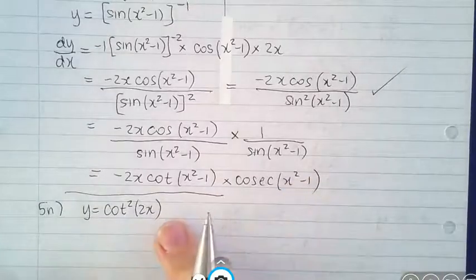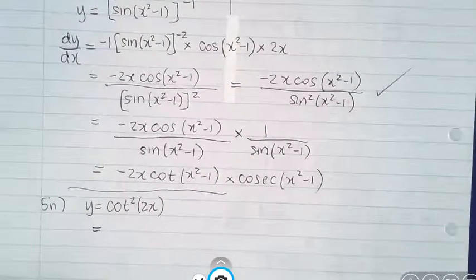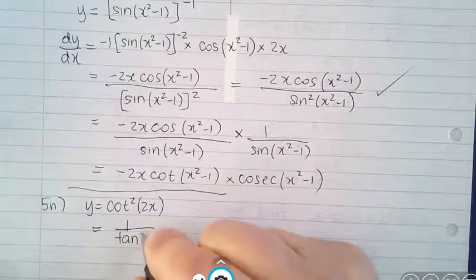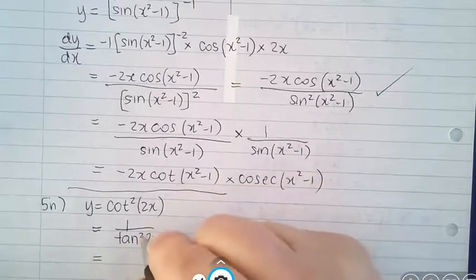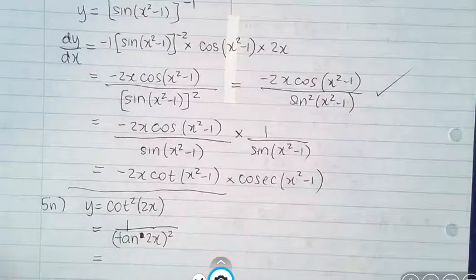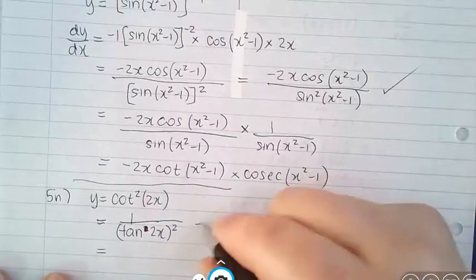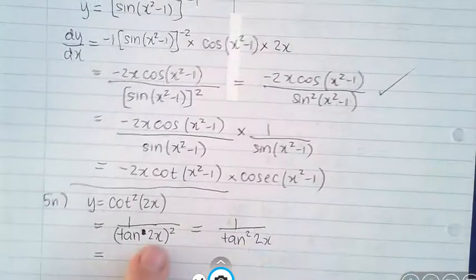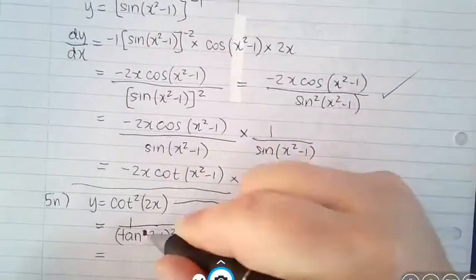Next one, just set it up. So how are you going to set it up? What's cot? 1 on tan. But instead of putting the squared like that, you can go like this. Or I can put the squared there. It's the same thing. I could have written it like this, tan squared 2x, but to put it like that is better. So you could go from there to this and then to that.